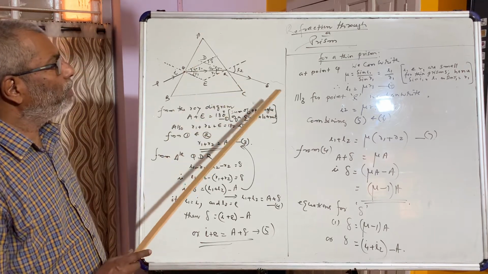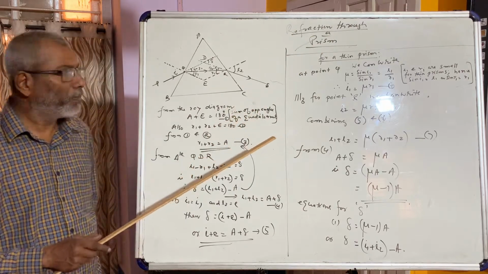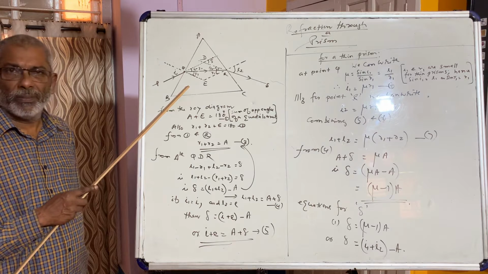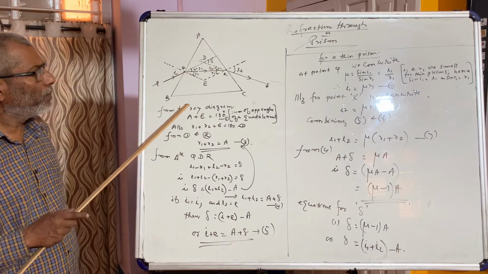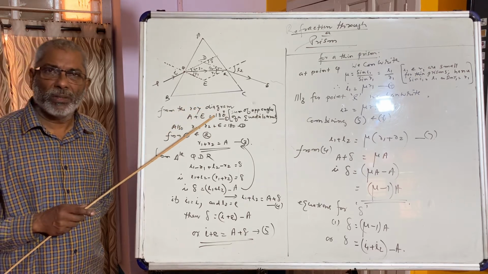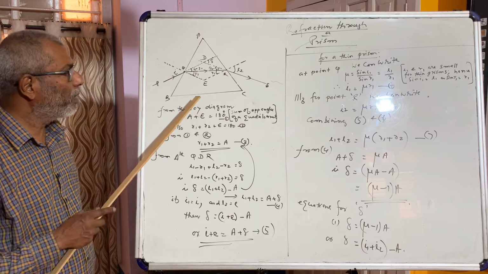Now today we are going to discuss the refraction of light through a glass prism. As everybody knows, a glass prism is a refracting medium, just like a glass slab. But there is a notable difference between refraction through a glass slab and refraction through a prism.